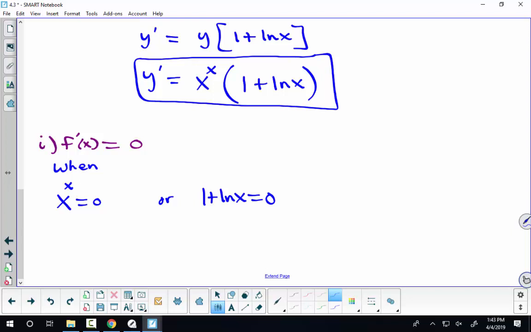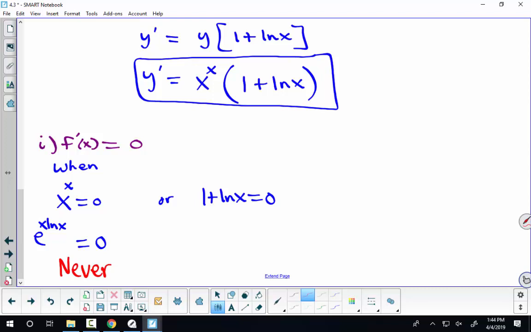But if we can recall that x to the x is the same thing as e to the x ln x, when is that equal to 0? It's never. Yeah, so that's easier to see, right? The exponential is never 0. Okay, no critical point from there.